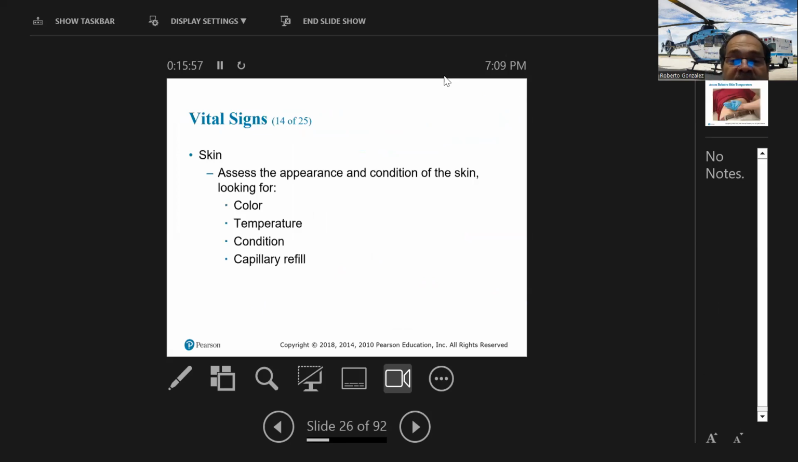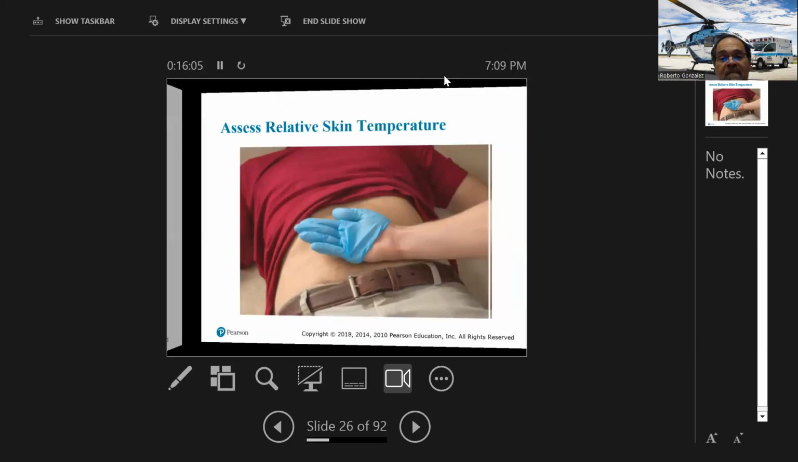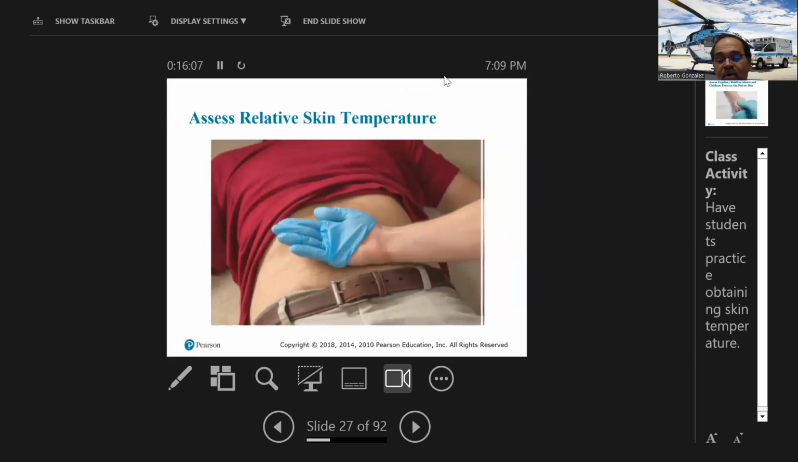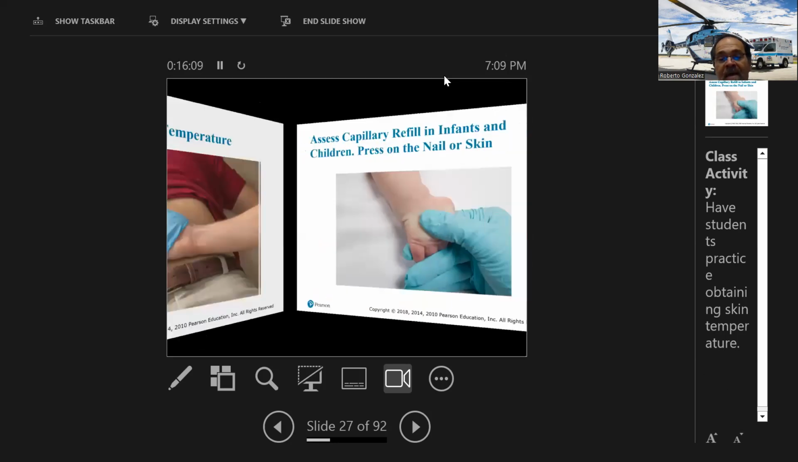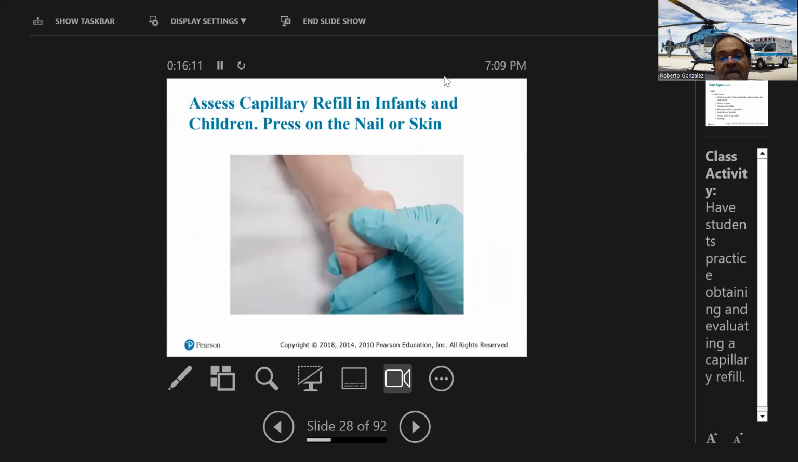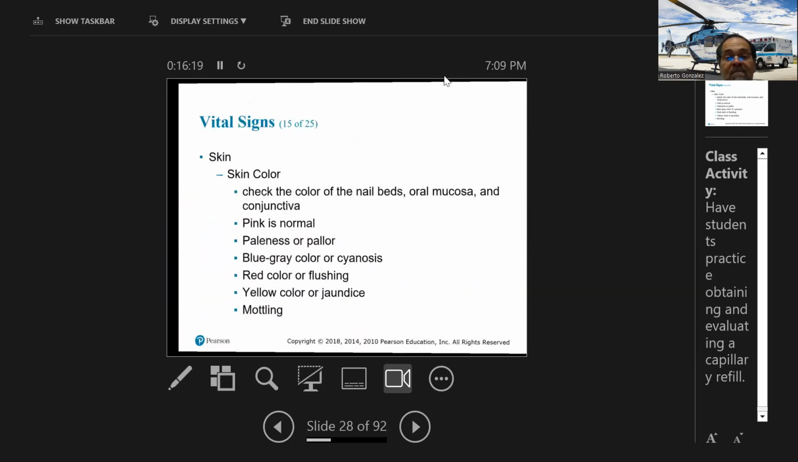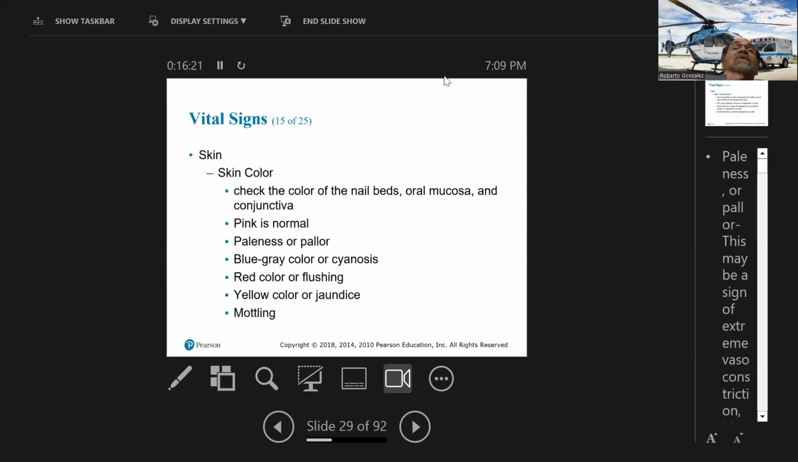So skin: it says the appearance and condition of the skin. Look for color, temperature, condition, or capillary refill. You check for temperature also with the back part of your hand. And this is basically all capillary refill: you press and blanch the skin and let go, and within 2 seconds it should be back to normal. Pink again. It turns white, it goes into pink.